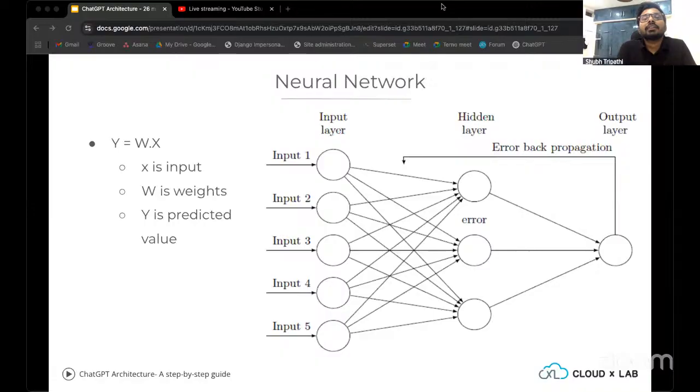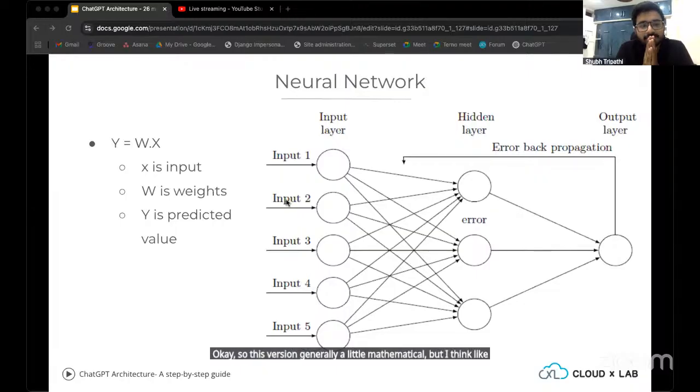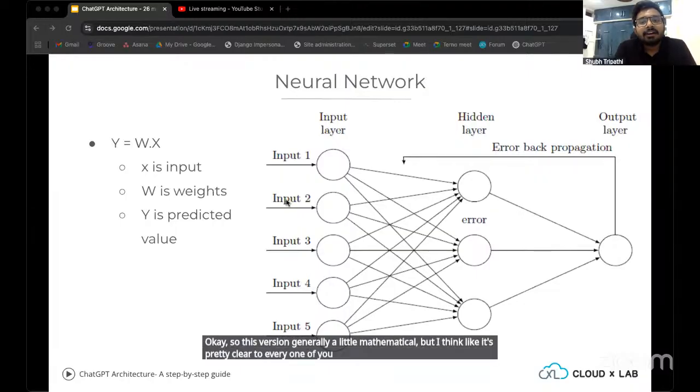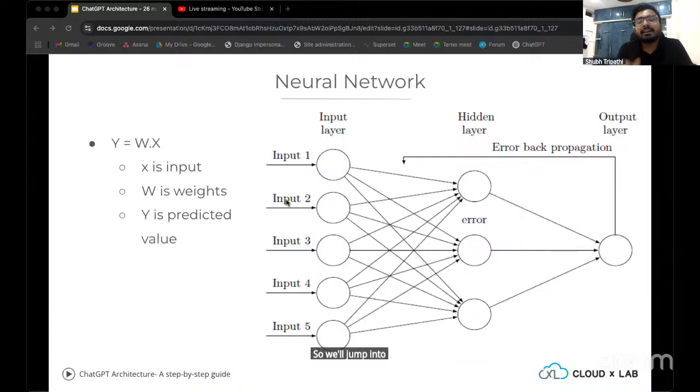Okay, so this was a generally a little mathematical dive, but I think it's pretty clear to everyone. Now we know that it's no magic, it's just some W dot X happening here. So we'll jump into our next step.